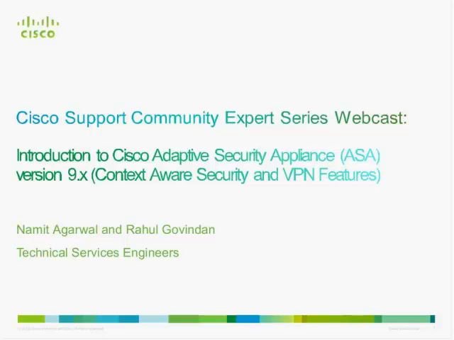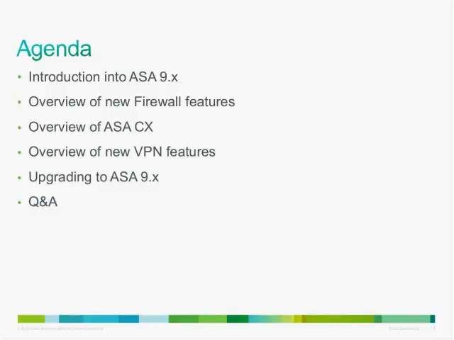Today's agenda is basically going to be starting off with the introduction into the ASA 9.x image and the version. We're just going to go through what ASA 9.x means and the need for the ASA 9.x release. Then we're going to go through an overview of the new firewall features that have been introduced with this 9.x release on the ASA. Then we're going to go into our main section, ASA CX Context-Aware Security on the ASA, which is coming out with this 9.x release.